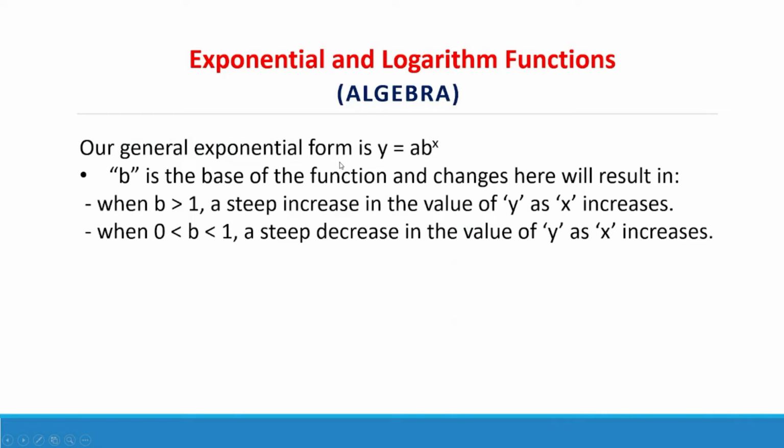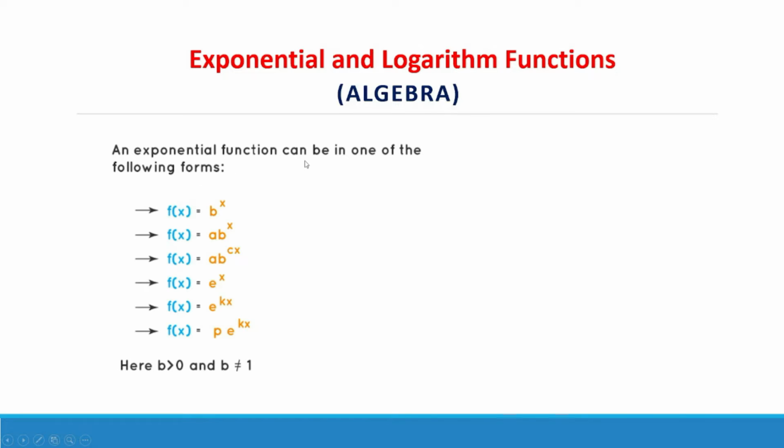Our general exponential form is y = a times b exponent x, where b is the base of the function, and changes here will result in, when b is greater than 1, a steep increase in the value of y as x increases, and when b is greater than 0 and less than 1, a steep decrease in the value of y as x increases. An exponential function can be in one of the following forms.